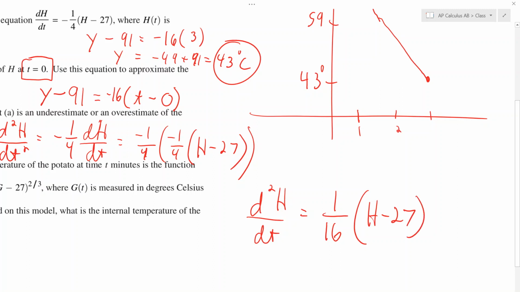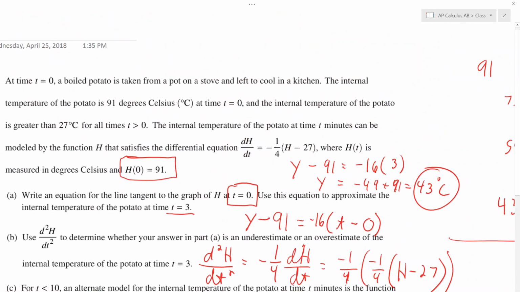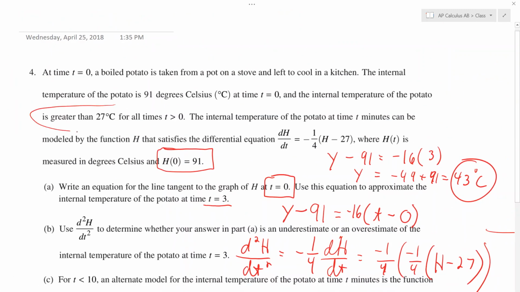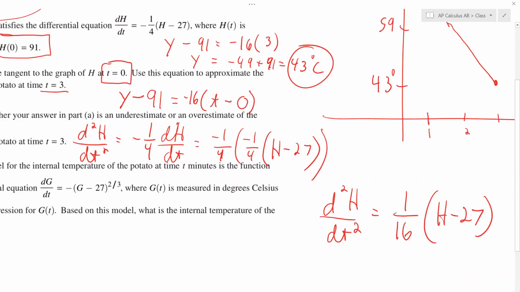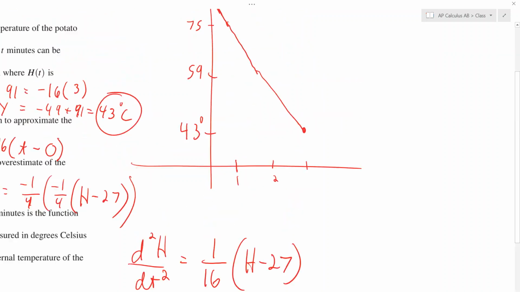Okay? All right. What do we need to know if our tangent line is an over or underestimate? What do we look at? Concavity, right? That's why they asked us to find the second derivative as well. So, concavity comes from the second derivative. That's a square there. And what do you notice in the problem? They tell you something a little weird: h greater than 27 for all time. Okay? So what does that mean? The second derivative is always positive, which means our graph is always concave up.